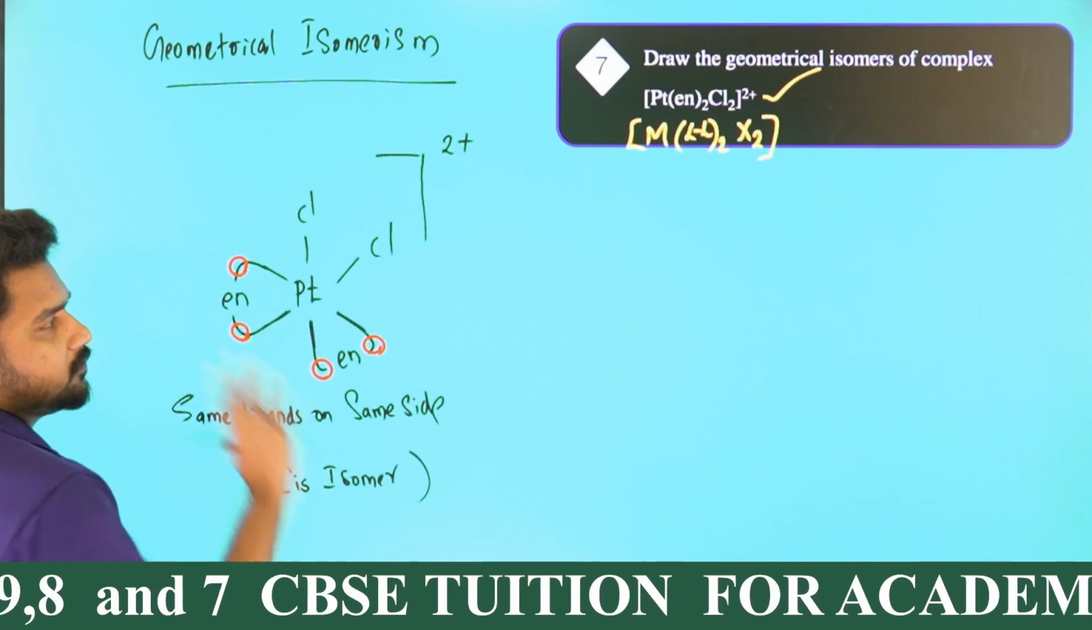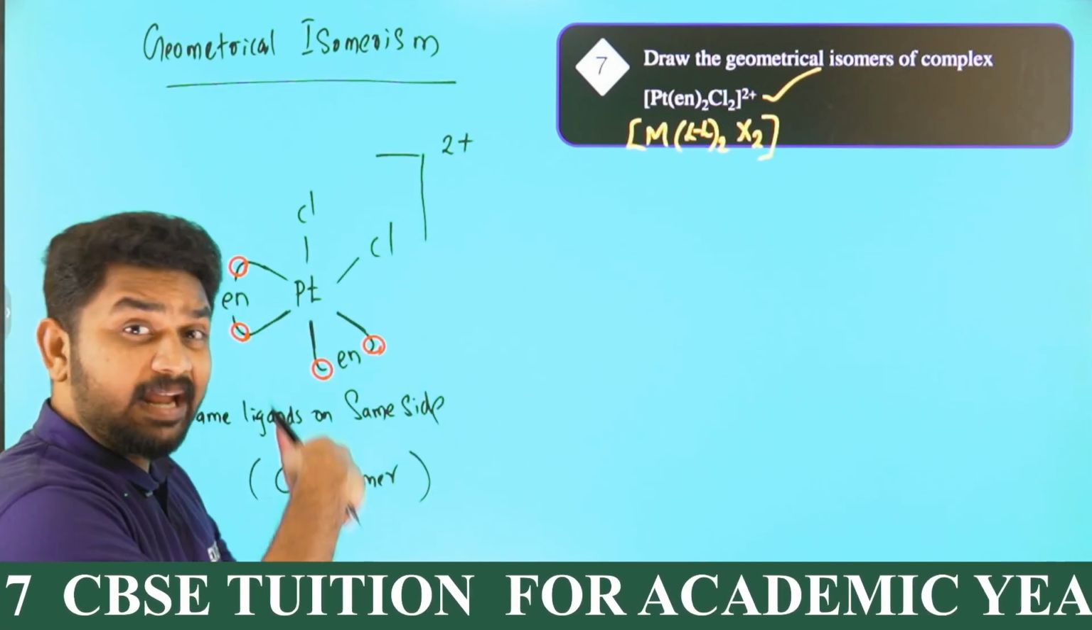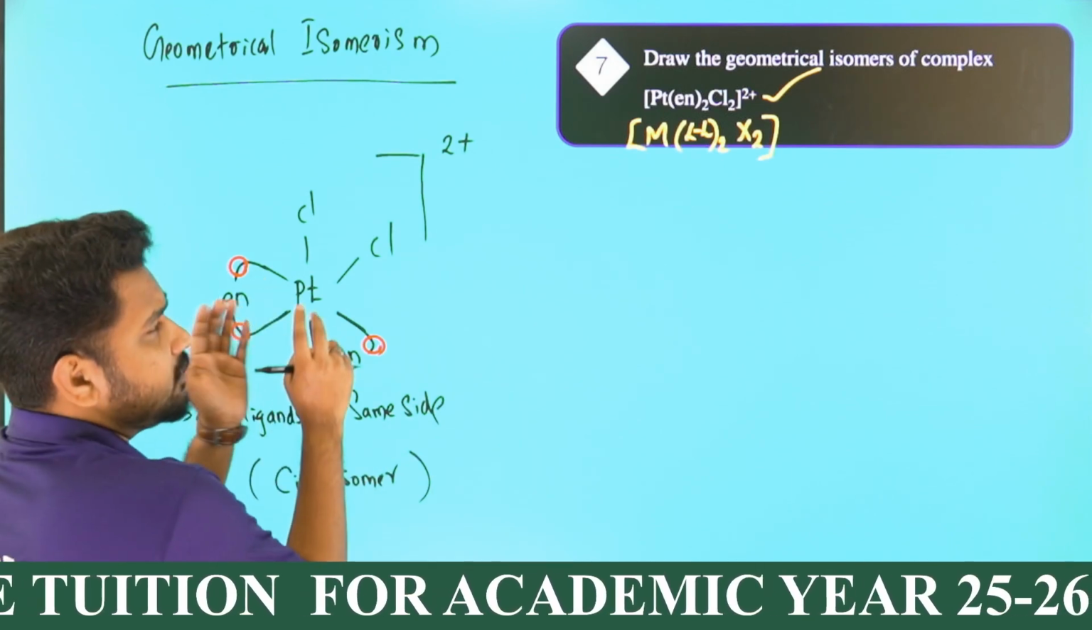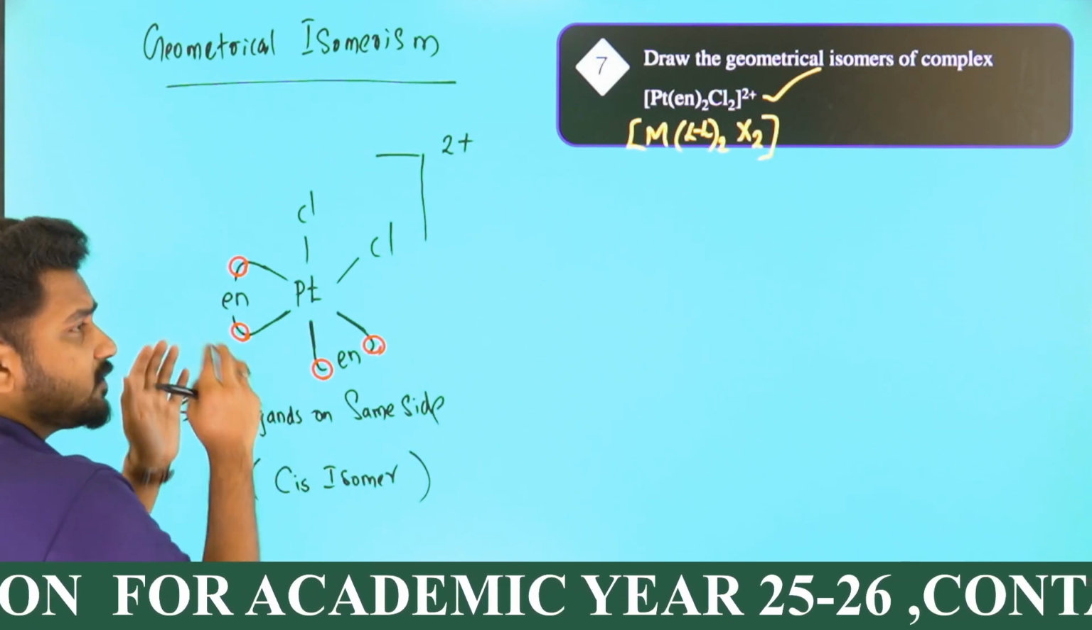Okay, so this is the cis isomer. Can we draw the trans isomer? What will be the trans? Trans means the same ligands will be in opposite positions.